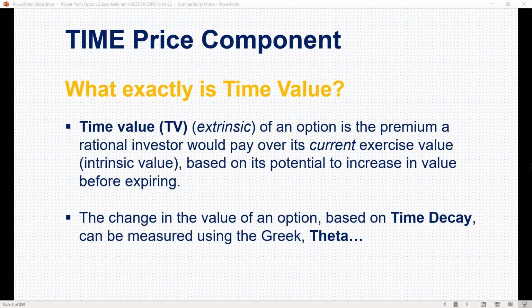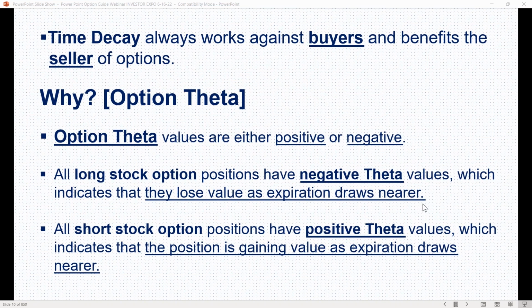That's the other great thing with options. We have these Greeks that we can use to tell us what an option price is going to be worth under different market circumstances and conditions. So we can use theta to tell us how much time is decaying or eroding each and every day. Time decay is always going to work against the buyer of an option, and it's going to benefit the seller. So option theta is going to have either a positive or negative characteristic or value to it.